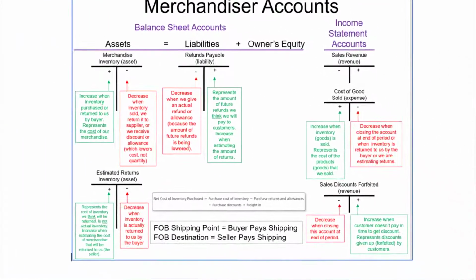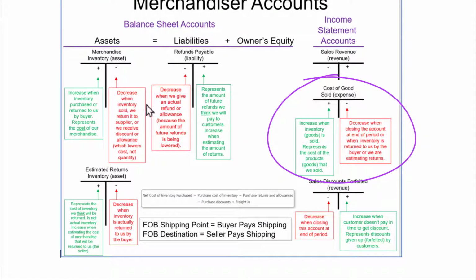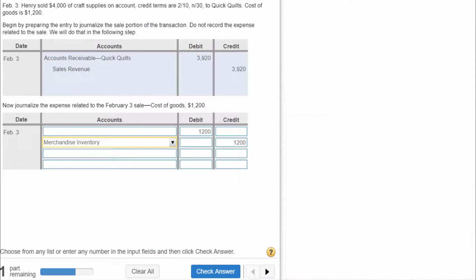called cost of goods sold. So again, it's leaving the inventory account and we're moving that cost into cost of goods sold. So this cost of goods sold is an expense and it's increasing. How does it increase? With a debit. So COGS will be the debit.